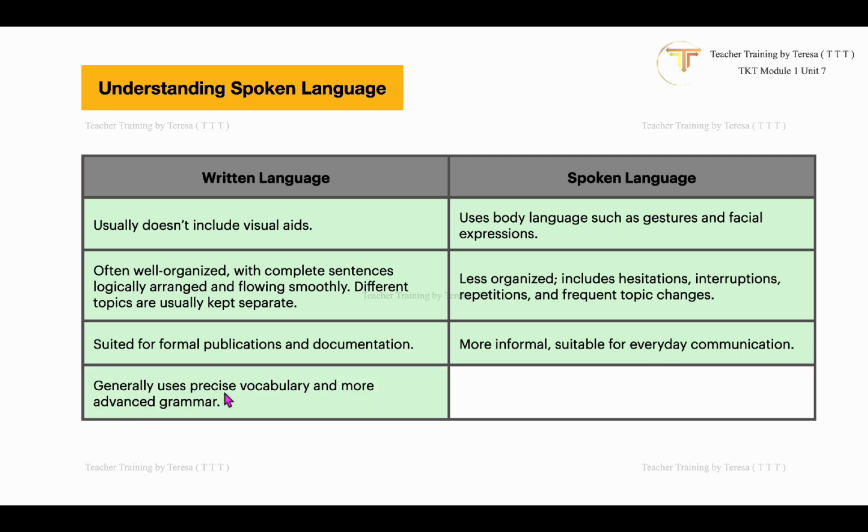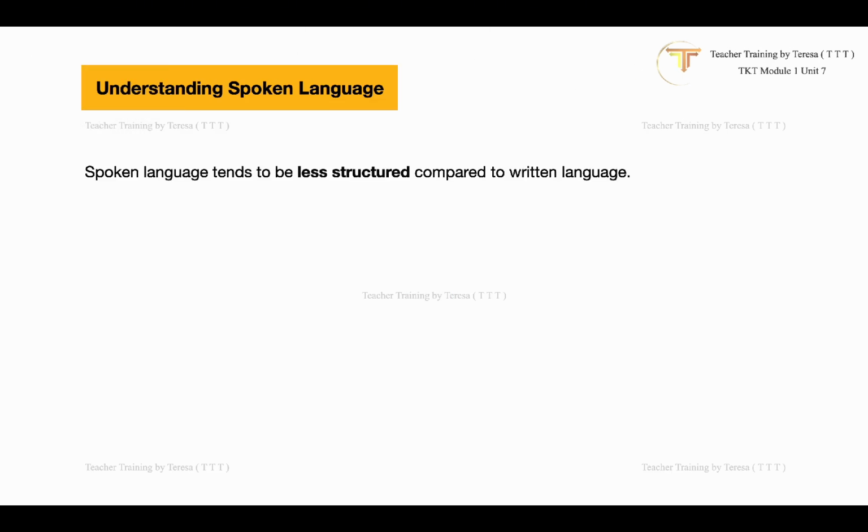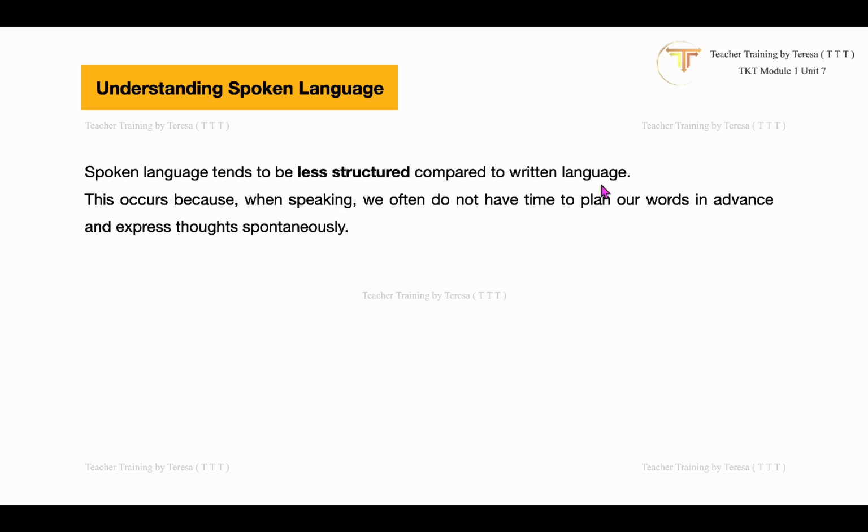Written language generally uses precise vocabulary and more advanced grammar. Spoken language usually uses simple vocabulary and basic grammar. Spoken language tends to be less structured, compared to written language. This occurs because, when speaking, we often do not have time to plan our words in advance, and express thoughts spontaneously.